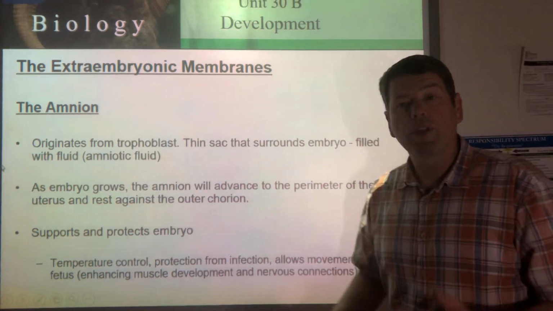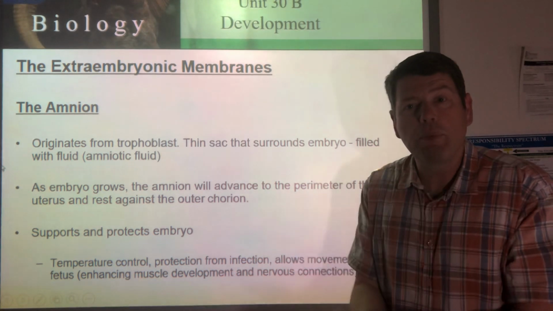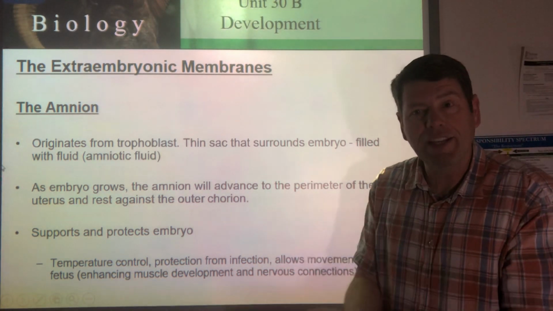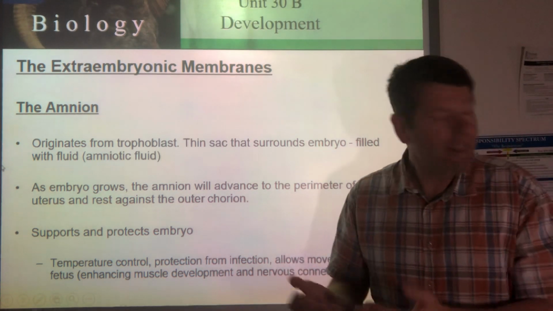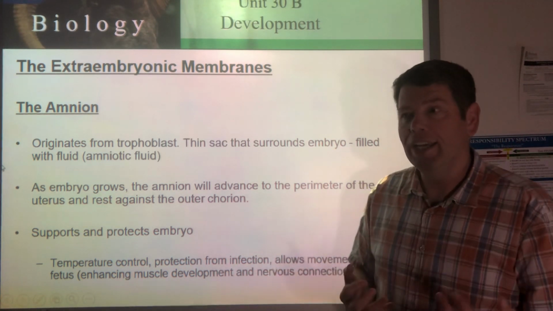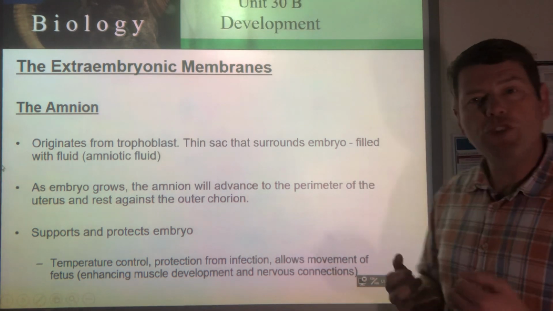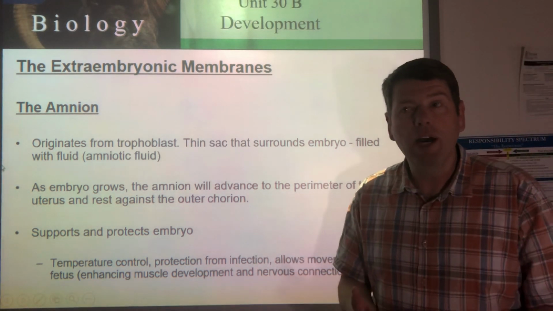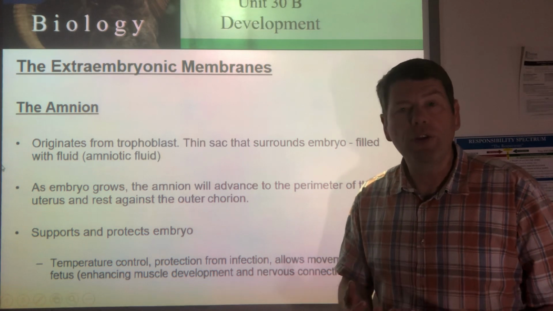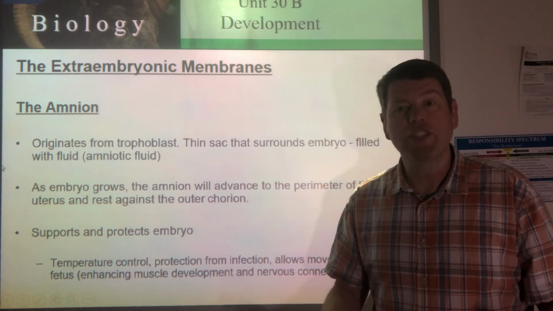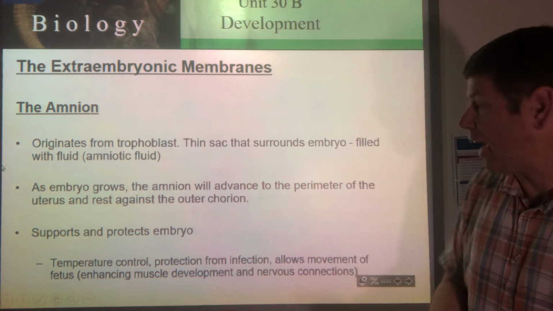All right, now there's a sac that surrounds the embryo as it grows and develops, and that's called the amnion. It's an inner lining of cells. It fills with a fluid to help the baby float, protects it, controls the temperature, supports it. And you've probably heard of the water. A woman, when she's about to give birth, her water breaks. Well, that's the amniotic fluid that is found inside that sac.